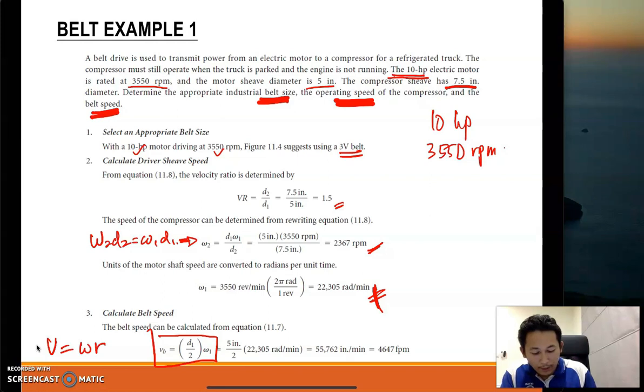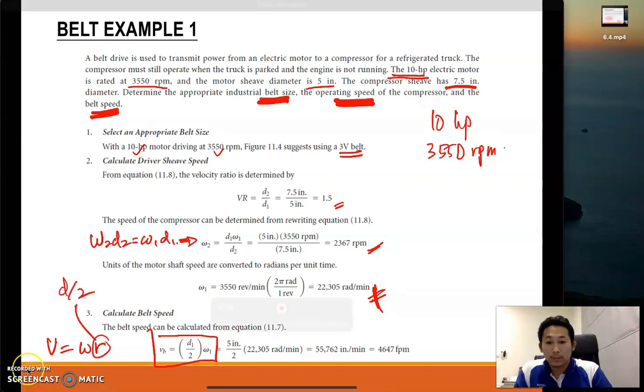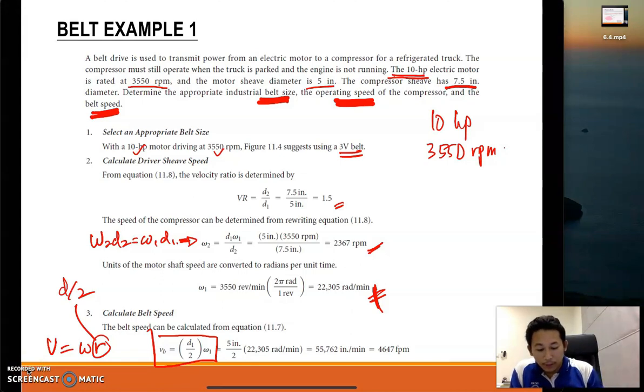So R is D over 2, V equals omega R equals omega D over 2. So just put in the equation. We have D1 equal to 5 and omega 1 is 22,305 radian per minute. To change it to inch per minute, and then we divide by 12 to get the feet per minute.